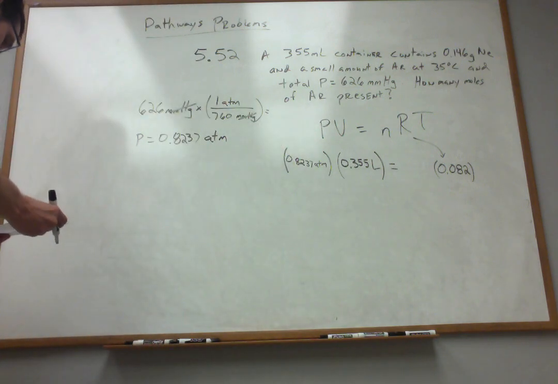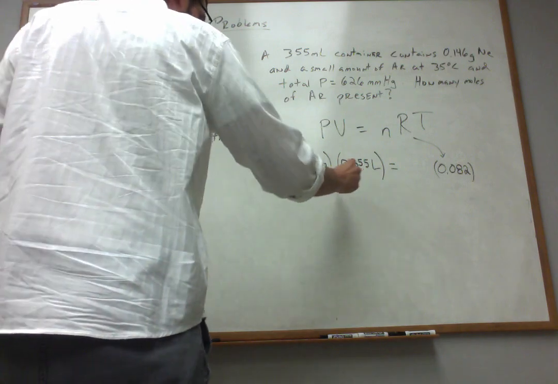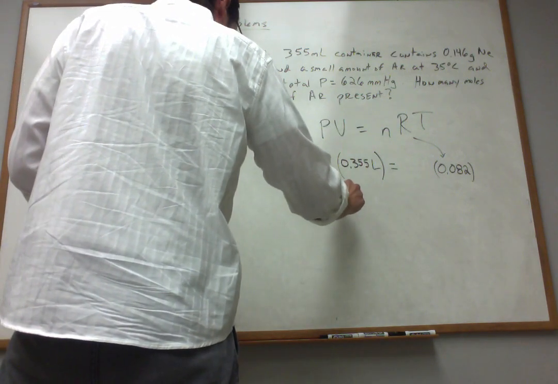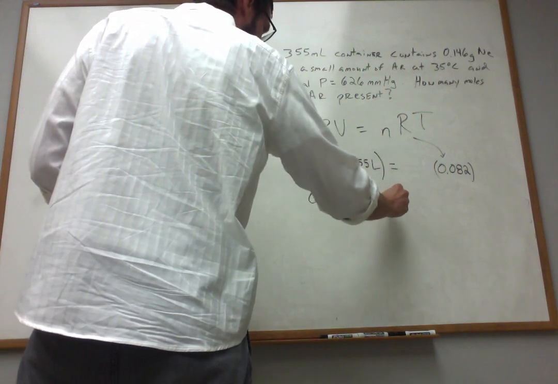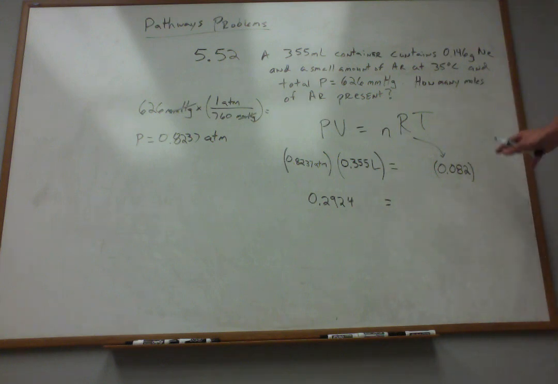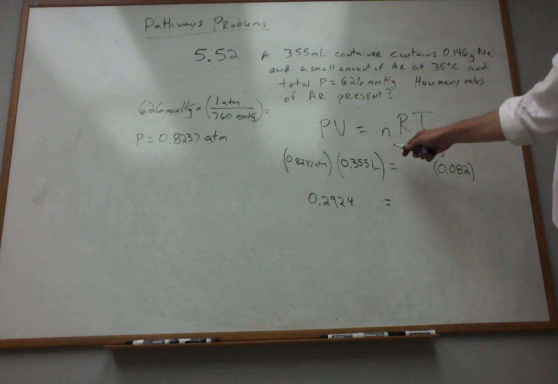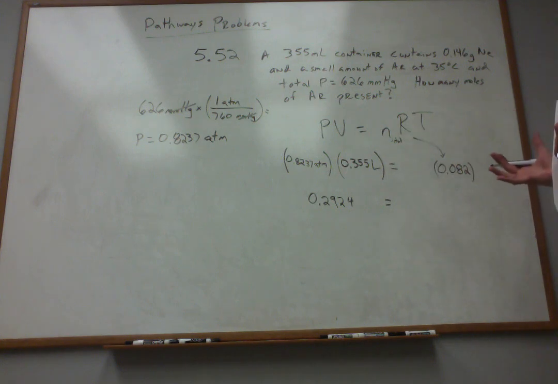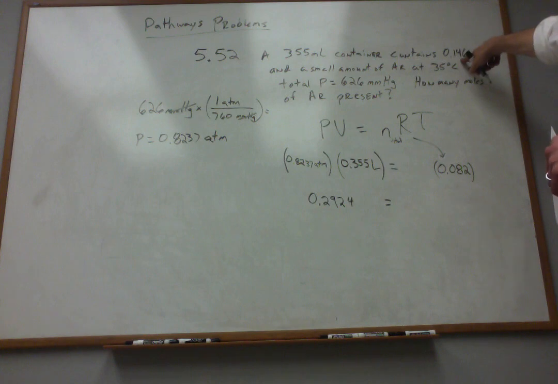And I've got my pressure and my volume. If I multiply P times V, I end up getting 0.2924 on the left-hand side of my equal sign. So now I go over to the right, and I think about it a little bit. Now, what do I know over here? Well, clearly I don't know the total number of moles. Now, I may be able to figure out how many moles of neon I've got because I know it's neon. I've got this many grams, so I just need to do a grams to moles conversion.